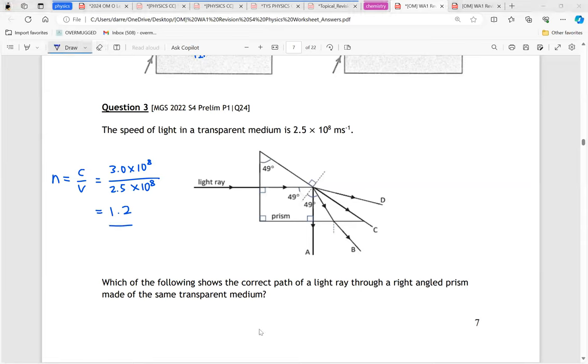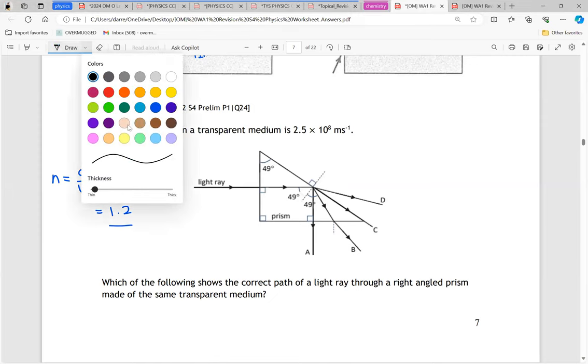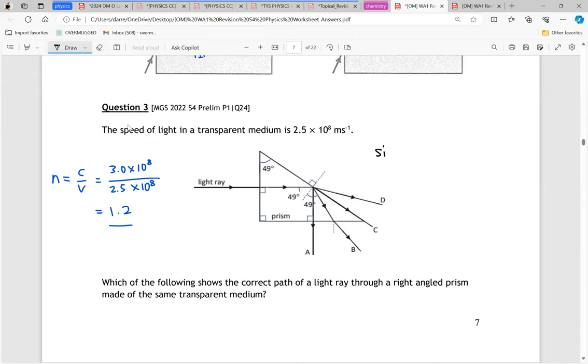Find sine I? No, find the critical angle. Going back to the formula earlier, n equals 1 over sine c. Why is it 1? It's because it's sine 90. If we rearrange this formula, sine c equals 1 over n, equals 1 over 1.2. Therefore, to find c, I need to inverse sine 1 over 1.2.